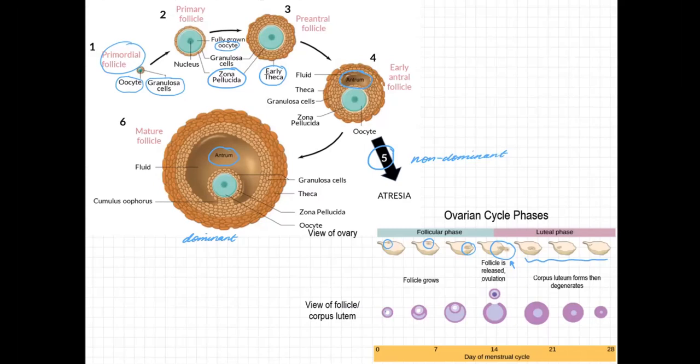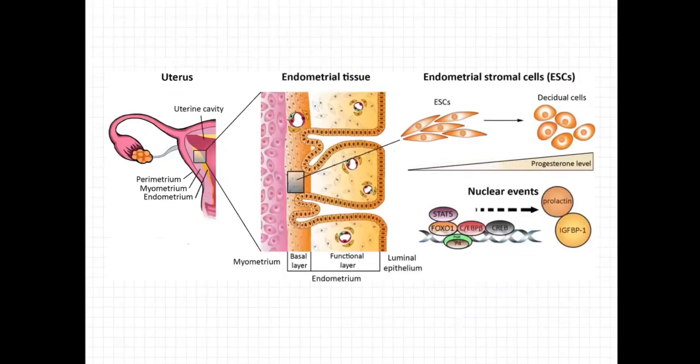And the corpus luteum is basically just enlarged granulosa and thecal cells. These will continue to secrete progesterone and estrogen for 3 months if pregnancy has occurred, so fertilization has occurred. And that's pretty much a really brief overview of your ovarian cycle. So we're now going to go on to the uterine cycle.